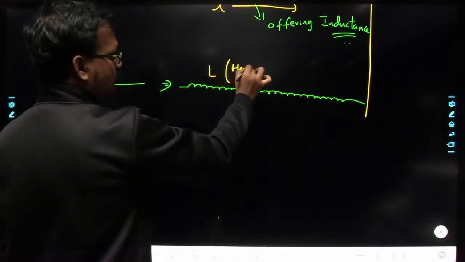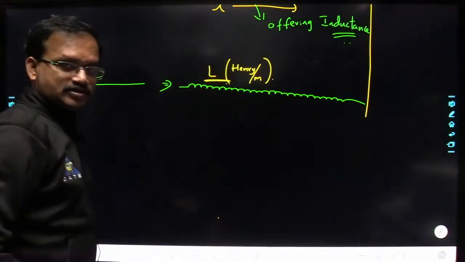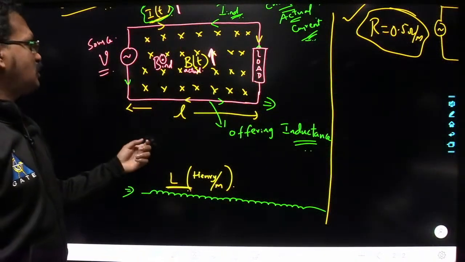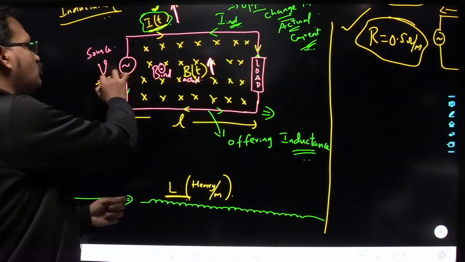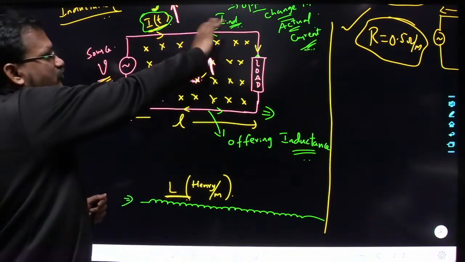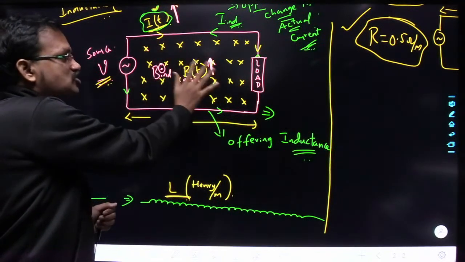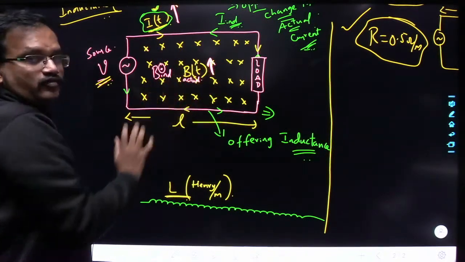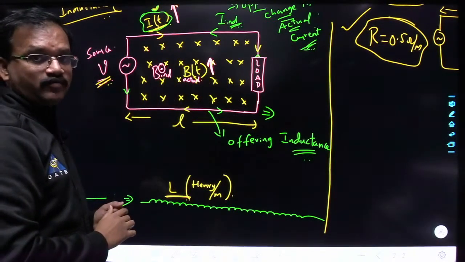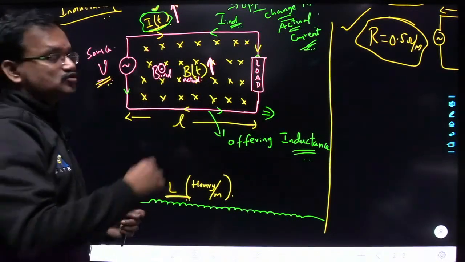Understood? Okay, so Henry per meter, right? Whenever you have a transmission line like this and you apply a time varying voltage signal, there will be a flow of time varying current. Whenever there is a time varying current, within this loop there will be a change in magnetic flux. Whenever there is a change in magnetic flux, an EMF is induced around this closed loop, and that EMF is going to produce what?